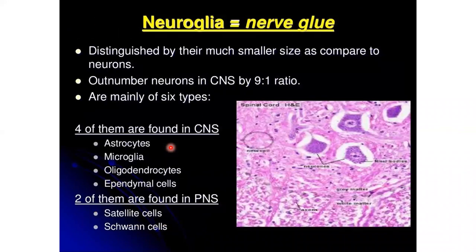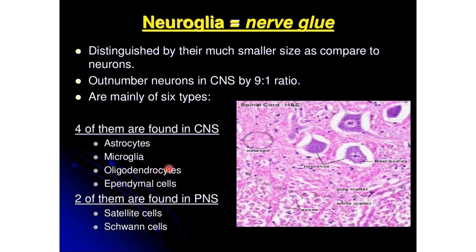So, neuroglial cells. Neuro means neurons, glia means to stick together. So neuron binding cells are called neuroglial cells. We have two types: cells present in the central nervous system and cells present in the peripheral nervous system. In the central nervous system, we have four types of glial cells: astrocytes, microglial cells, oligodendrocytes, and ependymal cells. The peripheral nervous system glial cells are satellite cells and Schwann cells.